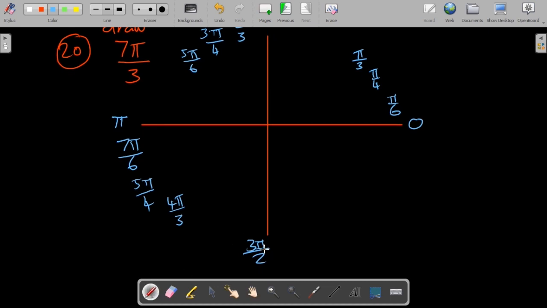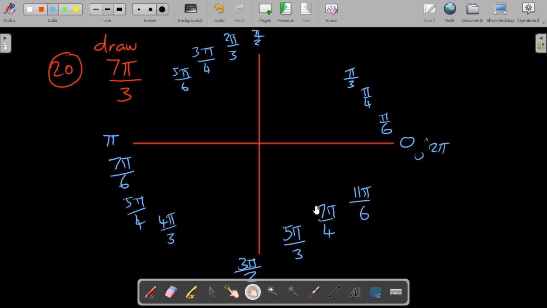Then here we're going to have 10 pi over 6, which is the same as 5 pi over 3. Then we're going to have 7 pi over 4. And we're going to have 11 pi over 6. And finally 2 pi. So let's continue counting once again.